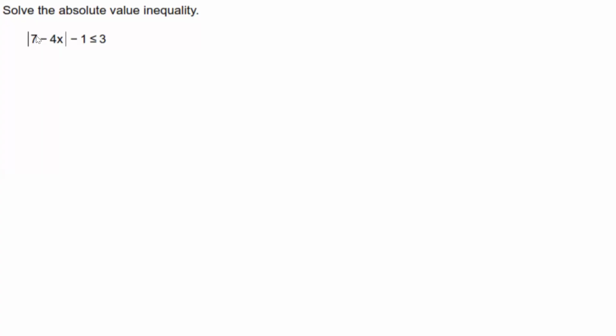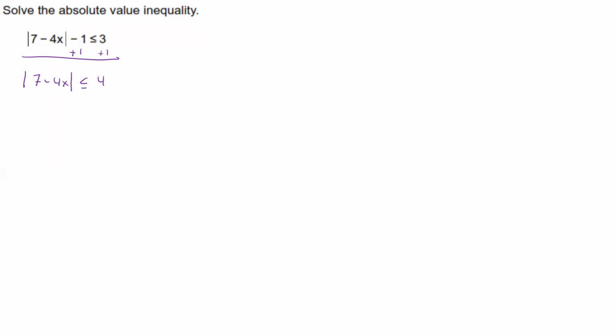All right, so here what we have to do is isolate the absolute value first, and then we can go from there and solve. So first, let's add 1 to both sides. So we get the absolute value of 7 minus 4x less than or equal to 4. Better put the other absolute value sign.